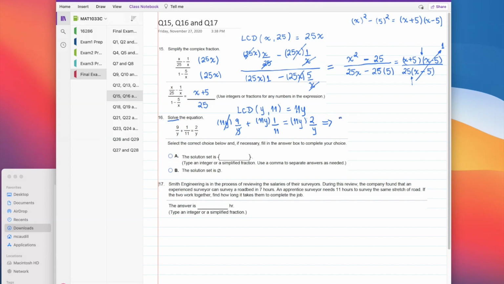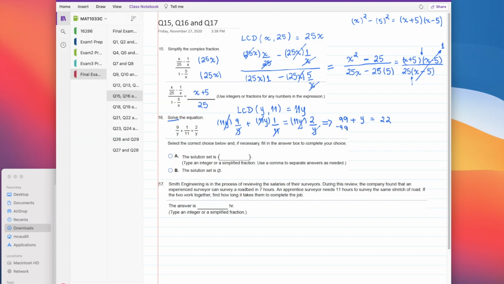11 times 9 is 99. Plus 11 multiply y, that multiply 1, divide by 11. So this 11 with this 11 divide each other is 1. And then now I'm left with y. Now this y and this y cancel, and I have 22.